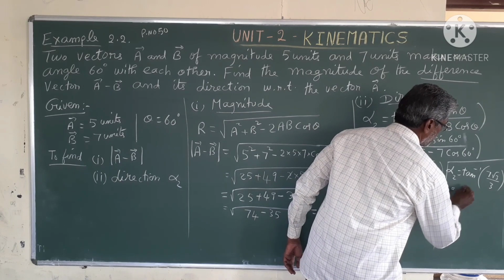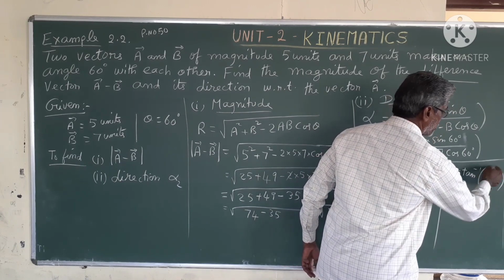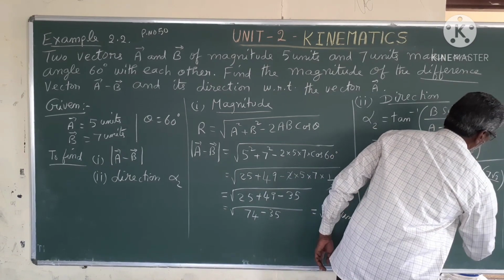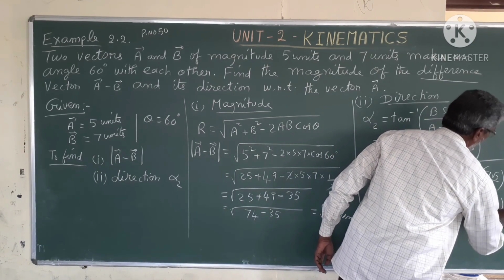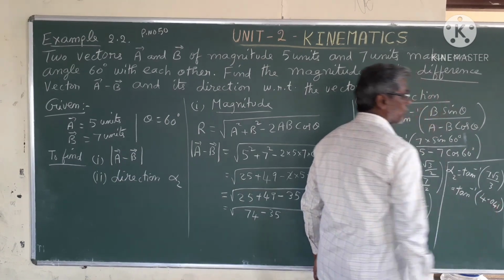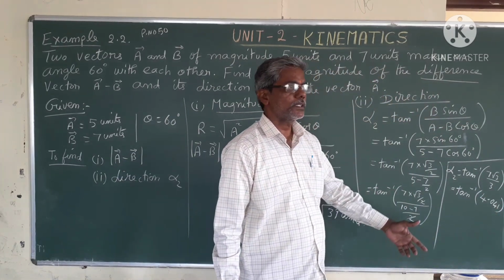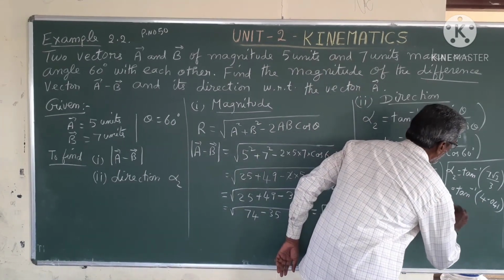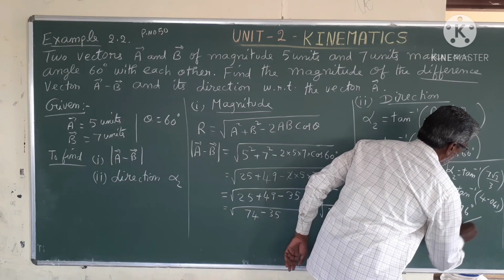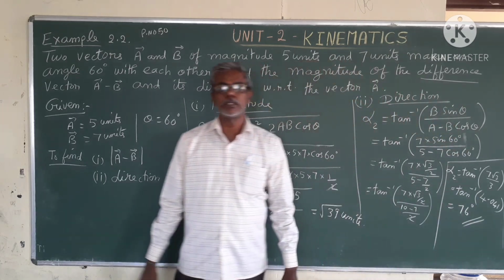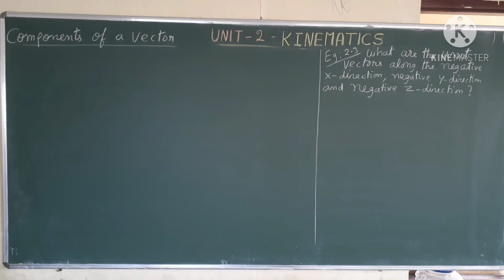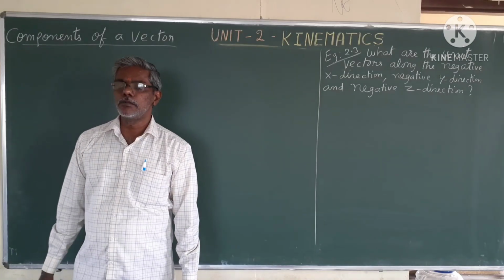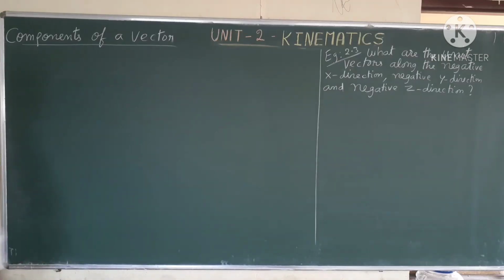That is equal to, find out the value for this. You will be getting tan inverse of 4.041. In your textbook at the last page, natural tangent is given. You find out the value for this and you will be getting the value as 76 degree. So alpha 2 is equal to 76 degree. So next we will see components of a vector. Components is nothing but parts. So parts of a vector.